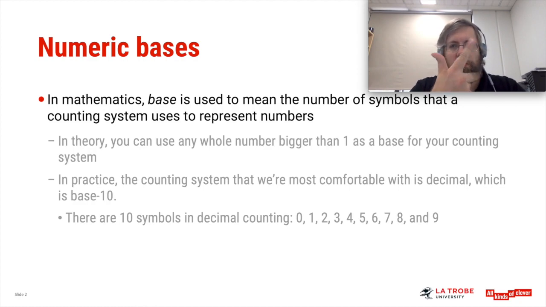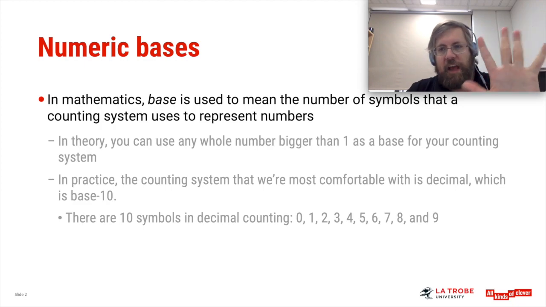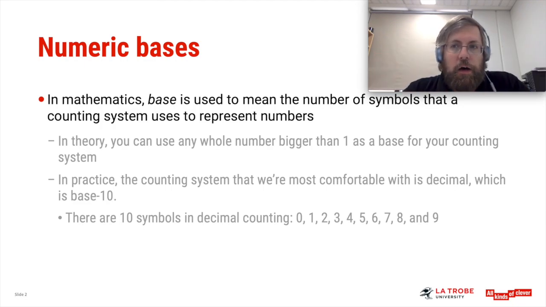1, 2, 3, 4, 5, 6, 7, 8, 9, 10. Base 10, we've got 10 fingers, 10 toes, most of us. That's how we learn to count. There are 10 symbols in decimal counting. The 0, 1, 2, 3, 4, 5, 6, 7, 8, and 9 characters.